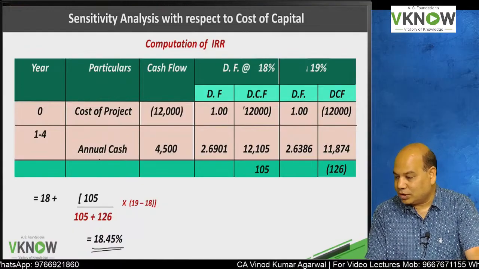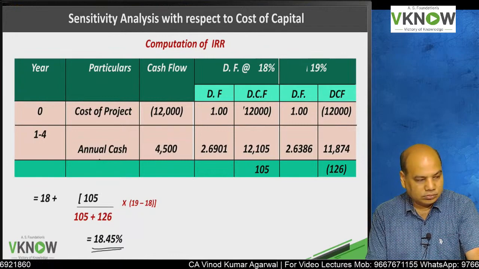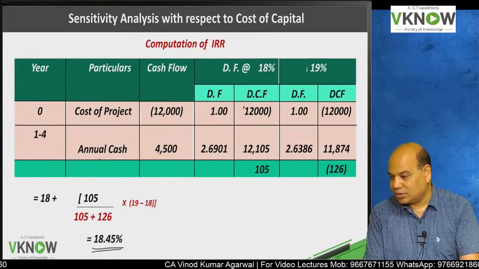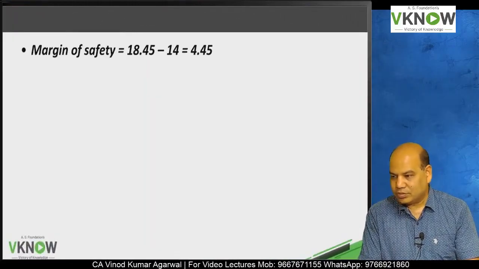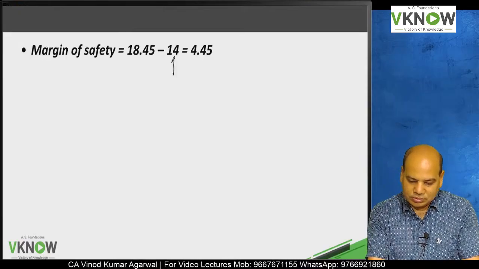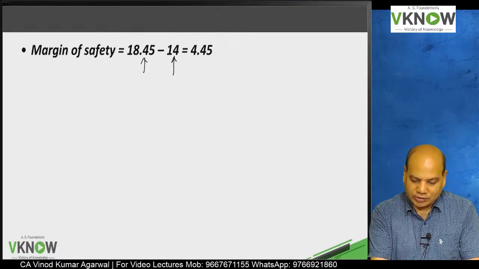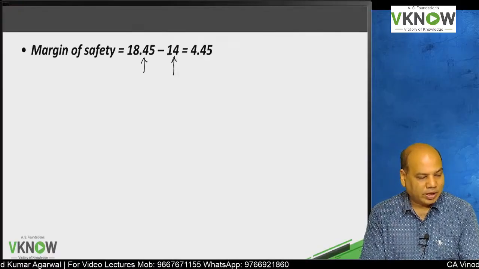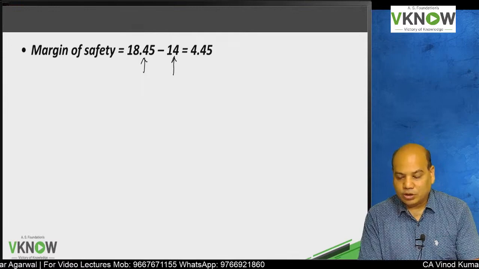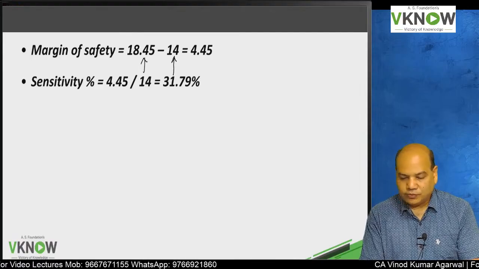Is the answer 18.45%? Now write down margin of safety. Your original expected discount rate is 14, but the discount rate can rise. To what extent can it rise and still my NPV will not be negative? It can rise up to 18.45%. Is it right? So my margin of safety is 4.45.